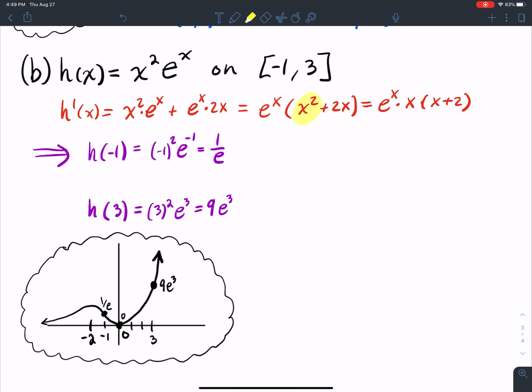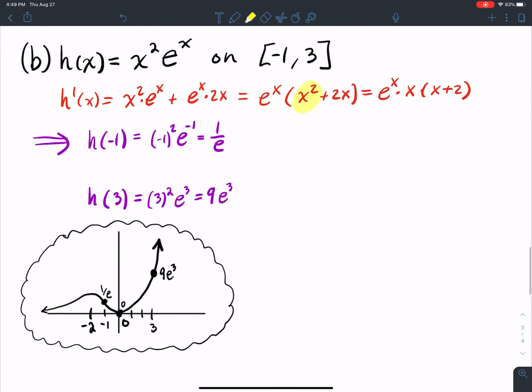Okay? Now, what do I do when I'm finding the critical numbers? I set the derivative equal to 0 or where it does not exist. Guess what? This is transcendental times this polynomial here. E to the x is continuous everywhere.